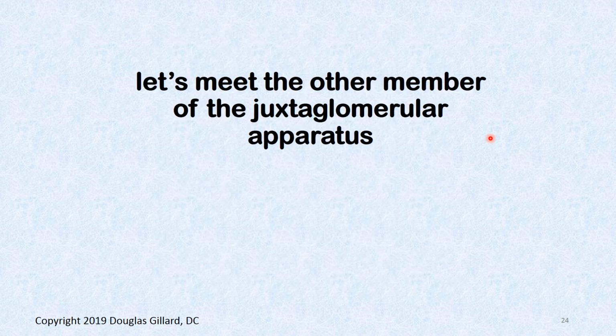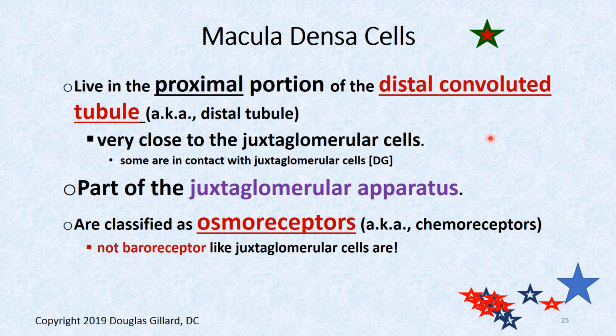Okay, so we talked about the juxtaglomerular cells. What about the other member of the juxtaglomerular apparatus? That's the macula densa cells. Let's talk about them. They live in the proximal portion of the distal convoluted tubule. Kind of showed you a picture of them. Super close, they can elbow the juxtaglomerular cells if they want to. So really close to them. They're also a member of the juxtaglomerular apparatus. Don't miss those easy board type questions.